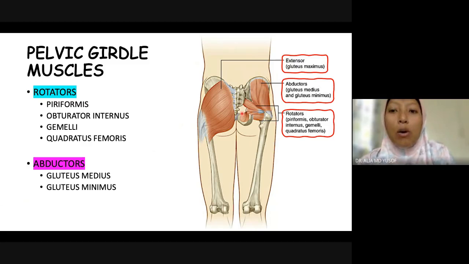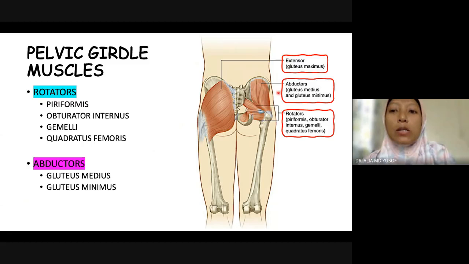Okay, they all do the same function, that is to laterally rotate the hip joint. Because look at the fiber, when they shorten, this fiber will pull the hip joint. Okay, they pull posteriorly, so the hip will laterally rotate. Okay, right.